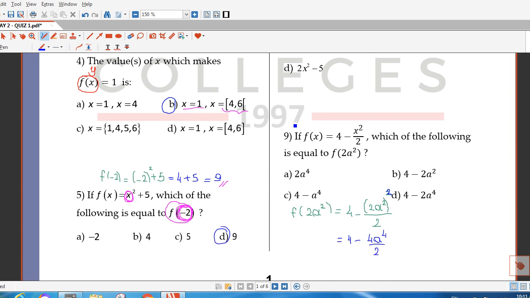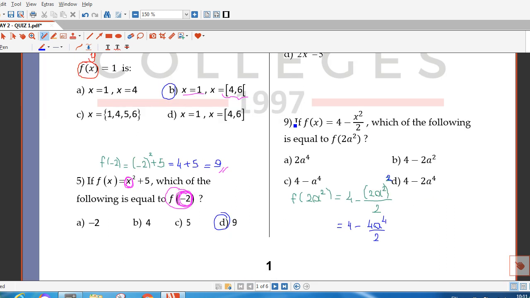Question 9, function is given, and which of the following is f of 2a to the power of 2? Logic is the same. The expression should be written instead of x. So the new expression becomes 4 minus 2a squared to the power of 2 over 2. First of all, you should expand the power. 4 minus 4a to the power of 4 over 2. Now you may do some simplification, and 4 minus 2a to the power of 4 is the answer, which is D.